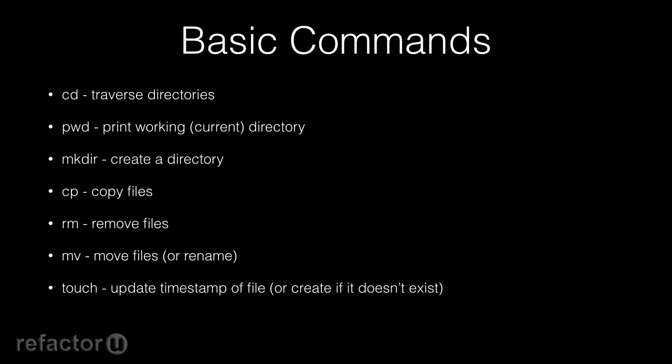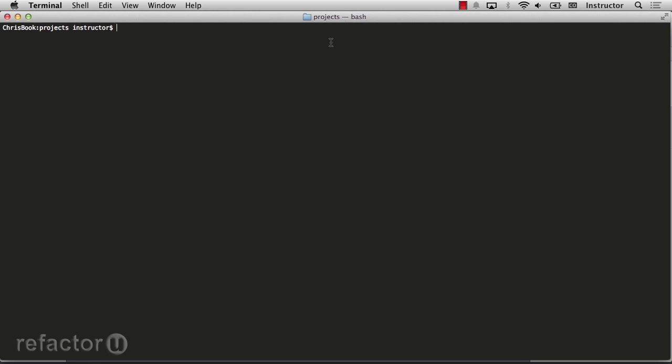Touch allows us to update the timestamp of a file or create it if it doesn't exist. Essentially an easy way to make blank files. Let's look at creating a new file with the touch command. I'm currently inside my projects directory and I want to create a new index.html file. So I can see there's no index.html file here, and if I use the touch command and type index.html, I can see that index.html has been created.